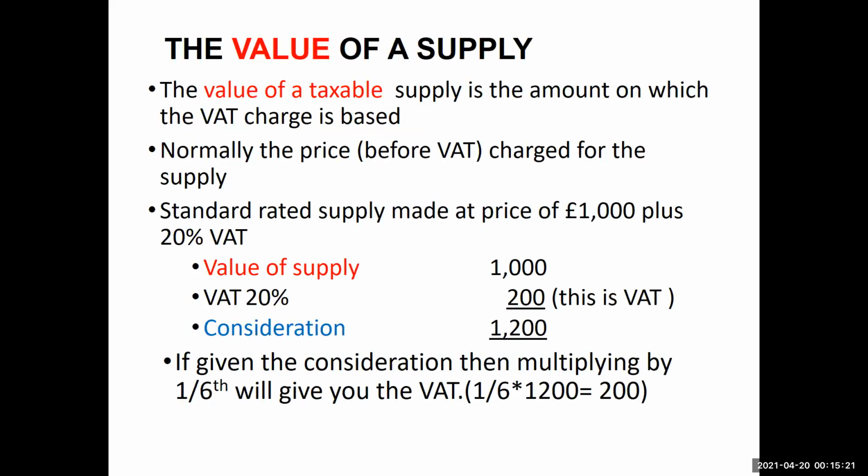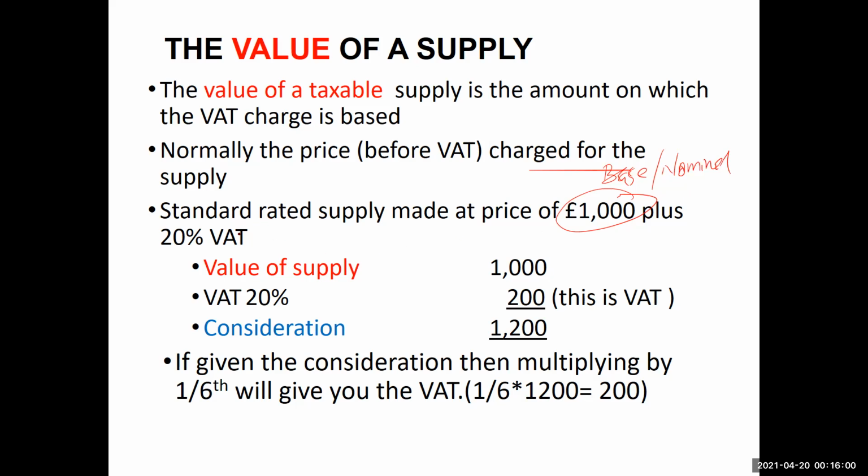Now, the value of a supply. Normally, the value of a supply is looked at using the base value, the amount or the price prior to the charging of VAT. That is what we consider as the value of the supply, of the taxable supply. So it is the amount on which we compute our tax. Let's take a typical example where a product is priced at 1,000. This becomes the base, the base or the nominal value on which we will have to compute our VAT.